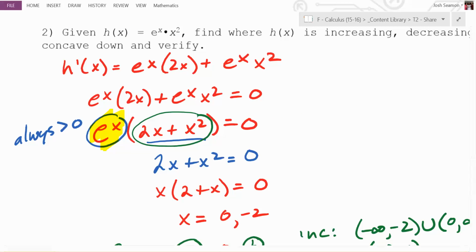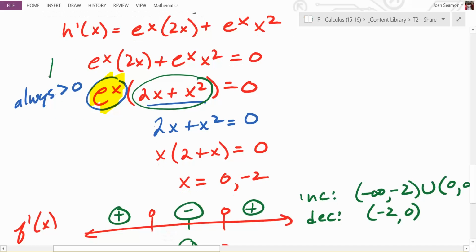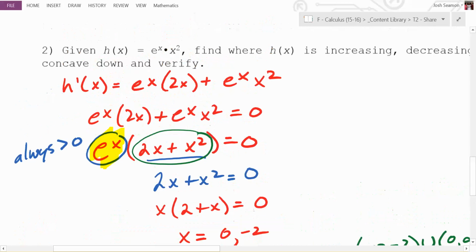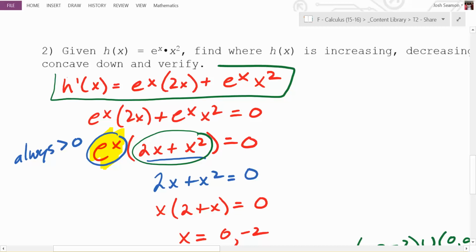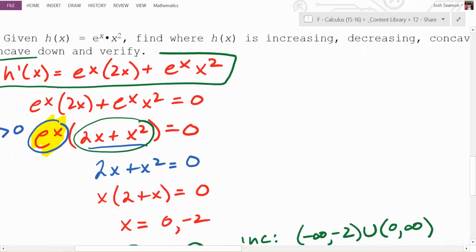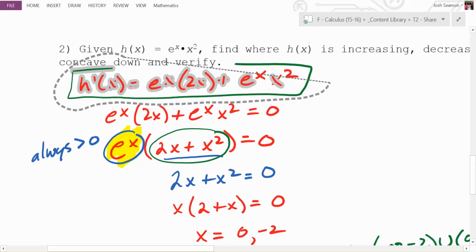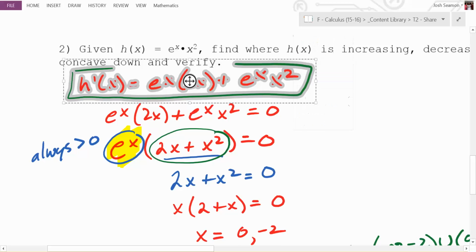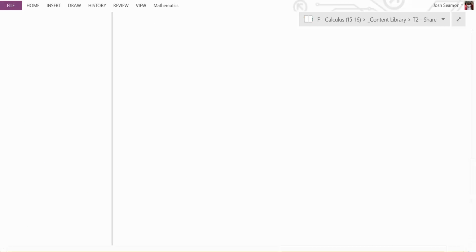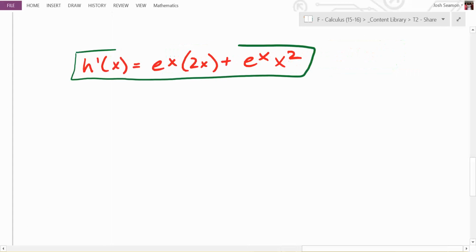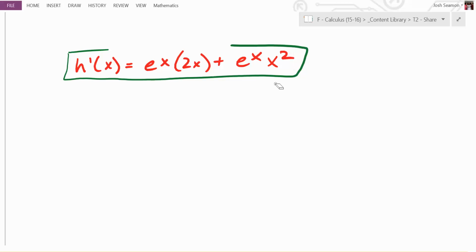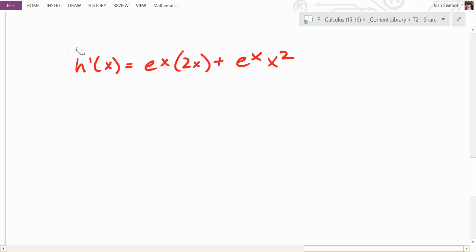So if we talk about concavity, we have our first derivative right there, the first top line. For concavity, what derivative do we need? We need the second derivative. If this right here is the first derivative, what do we need to do to this now? We need to take the derivative of this. So how many times do we need to use the product rule? Twice. We need to use the product rule here and there.